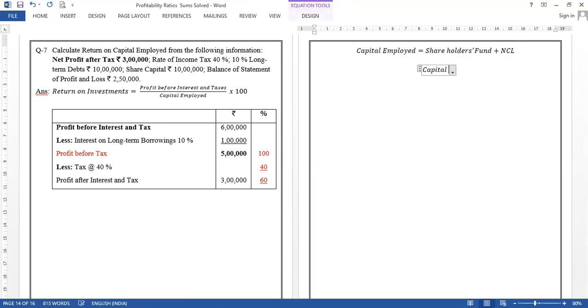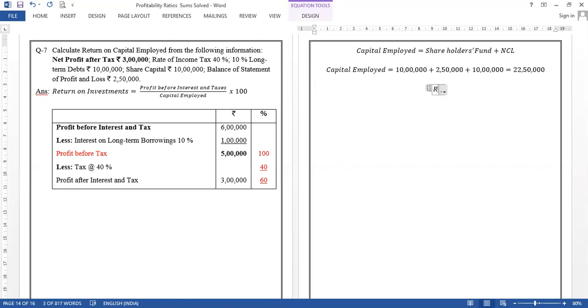Let us calculate this. Capital employed: shareholders fund, share capital and reserves and surplus. Share capital can be seen as rupees 10 lakh. Reserves and surplus, we are given balance of statement of P&L, that is rupees 2 lakh 50,000, right? Plus non-current liability in the form of long-term debts is rupees 10 lakhs again. So total will come to 22 lakh 50,000. Okay, this is my capital employed.